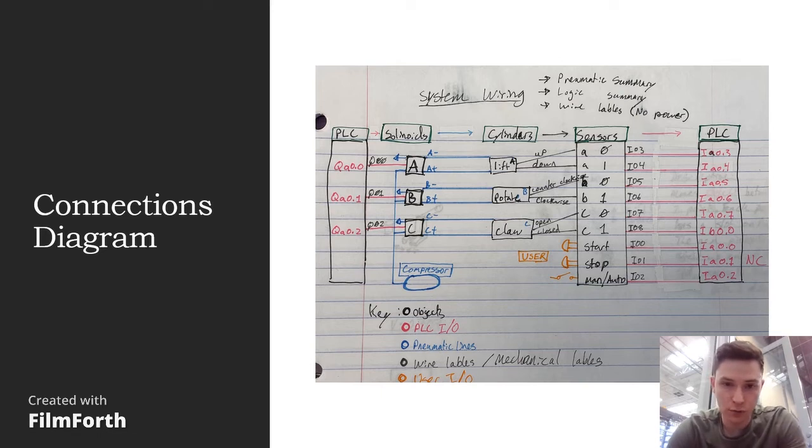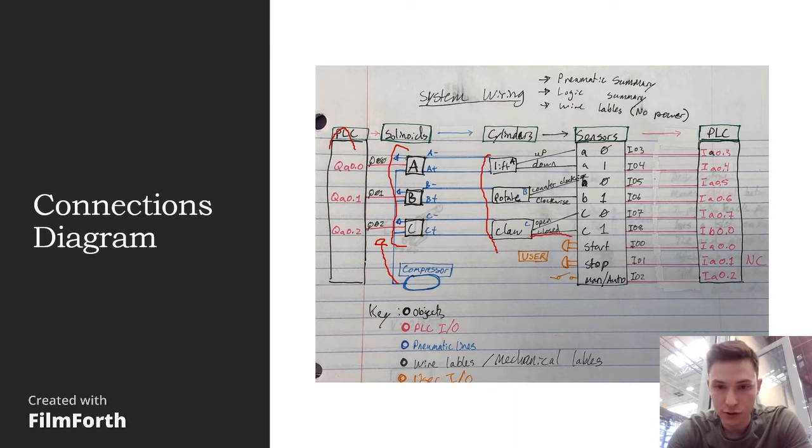So you can see from left to right, we have the PLC outputs connected to the solenoids, which is the only thing we can actually control in the system. These solenoids get air in from the compressor, and then it can lift, rotate, and activate the claw.